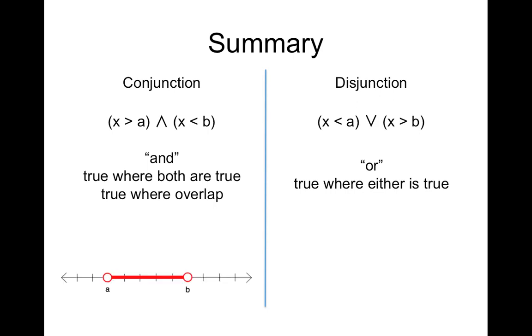The graph of a conjunction often looks like this. It encompasses all the values in between two values, in between A and B. And we can write the conjunction as a single statement: A is less than x, and x is also less than B. The graph of a disjunction often looks like this. Since it's two distinct regions, we can't just write it as one statement. We need to write it as two separate statements: all the values that are less than A, or all the values that are greater than B.